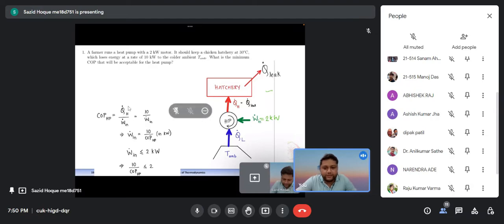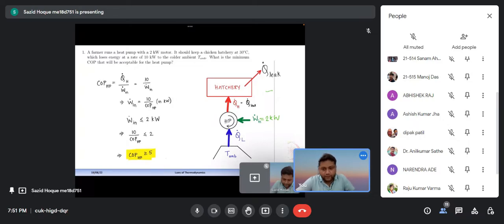So Q dot H is 10 and W dot is also given, which is the 2 kilowatt motor. If you divide by whatever input we are giving to the heat pump, that will be the COP. That is 5. Minimum has to be 5. If you give more, then it is good, maybe we can increase the QH. Any doubt?